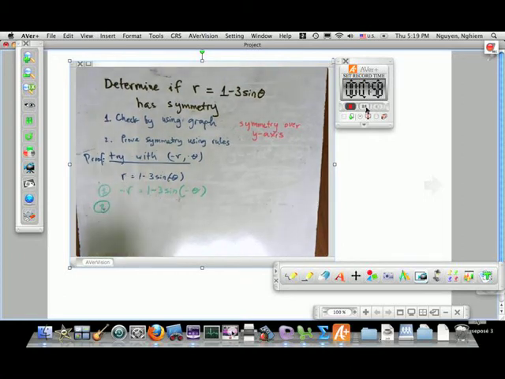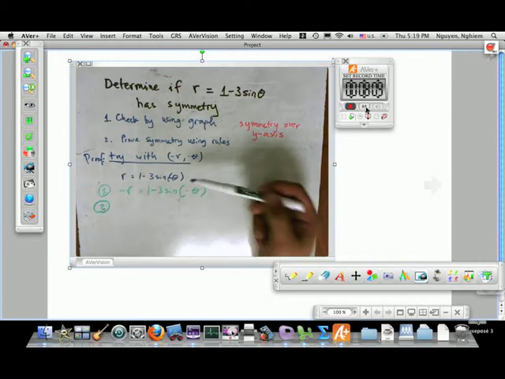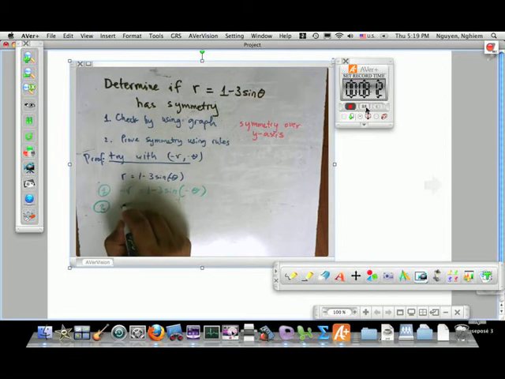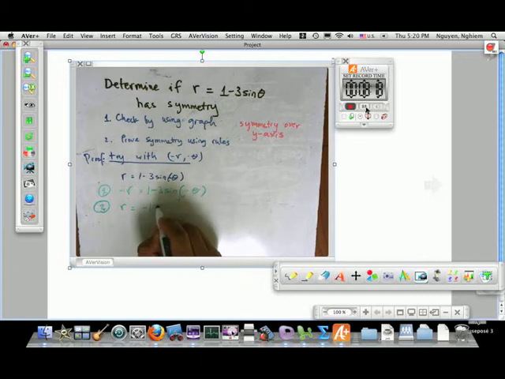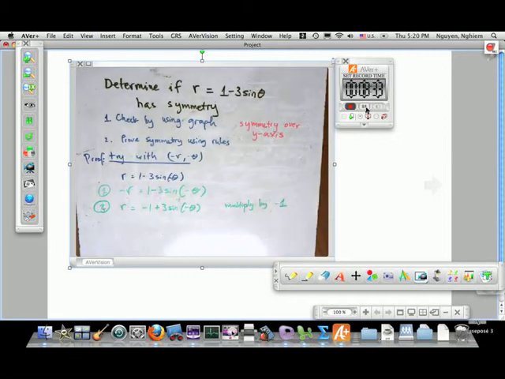And my goal again is to get this statement -r equals 1 minus 3 sine -theta to somehow equal the original. So I want to show that this line right here is somehow really equivalent to this equation up here. So the first thing I'm going to do is multiply both sides by -1. So that gives me positive r equals -1 plus 3 sine of -theta. So I'll put my reason on this right side here: multiply by -1. Okay, and you can see that by doing that I get an r. So the equation that I have now closely resembles the original.